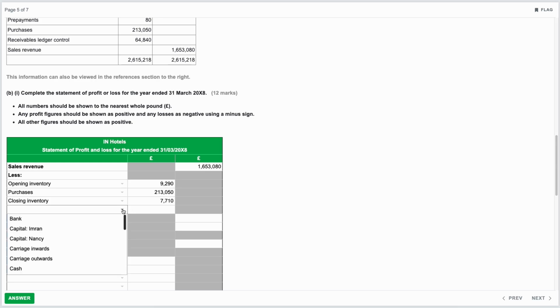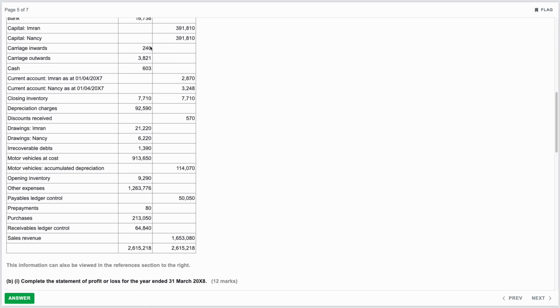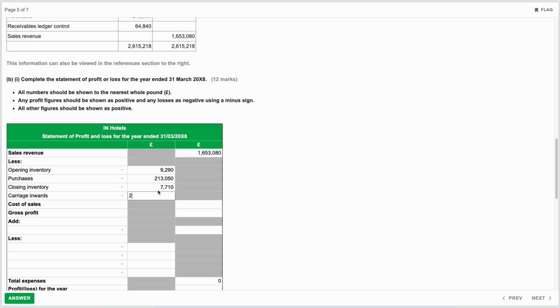So then the last one would be carriage inwards. And let's scroll up to get the figure. So that is 240. So carriage inwards is the amount on delivery that you have paid to buy your goods. Carriage outwards would be typically where you maybe offer free delivery for a customer, but obviously it isn't free to the business, you're just bearing the cost of that delivery. So that would be an expense, the carriage outwards, but carriage inwards is on purchases. So that would be 240.